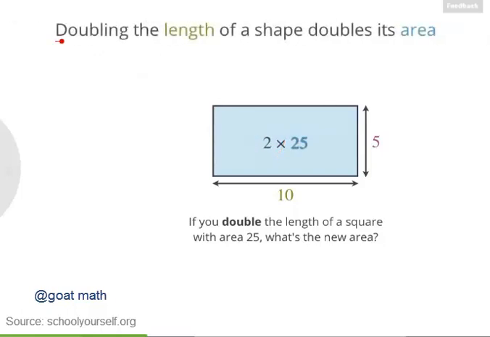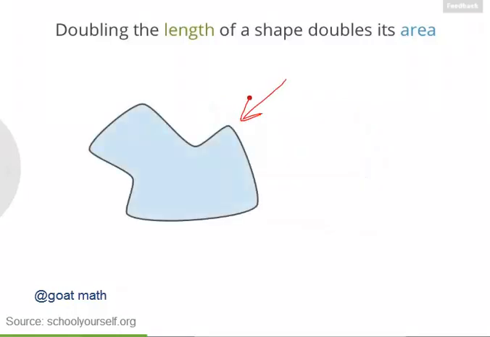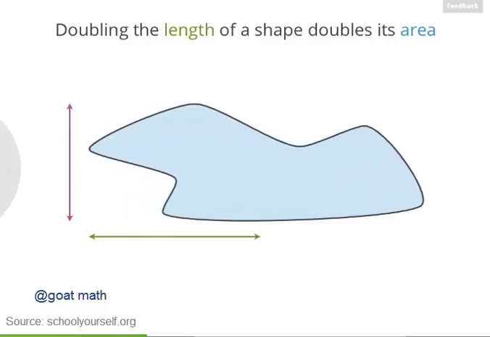In general, whenever you double the length of a shape, stretching it in some direction, you also double its area. And this applies to any shape, like this shape here. It has some length and height and an area of A. If we stretch it, doubling its length, this new shape has an area of 2A. So doubling the length doubles the area.